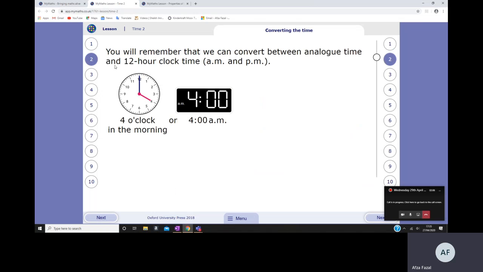Going on to the next bit. You will remember that we can convert between analog time and 12-hour clock time, so AM and PM. So here we've got 4 o'clock in the morning on an analog clock, and we've got 4 o'clock on a digital clock. Remember, because it's AM, it's just 4. If it was PM, it would be 16.00 on this digital clock.